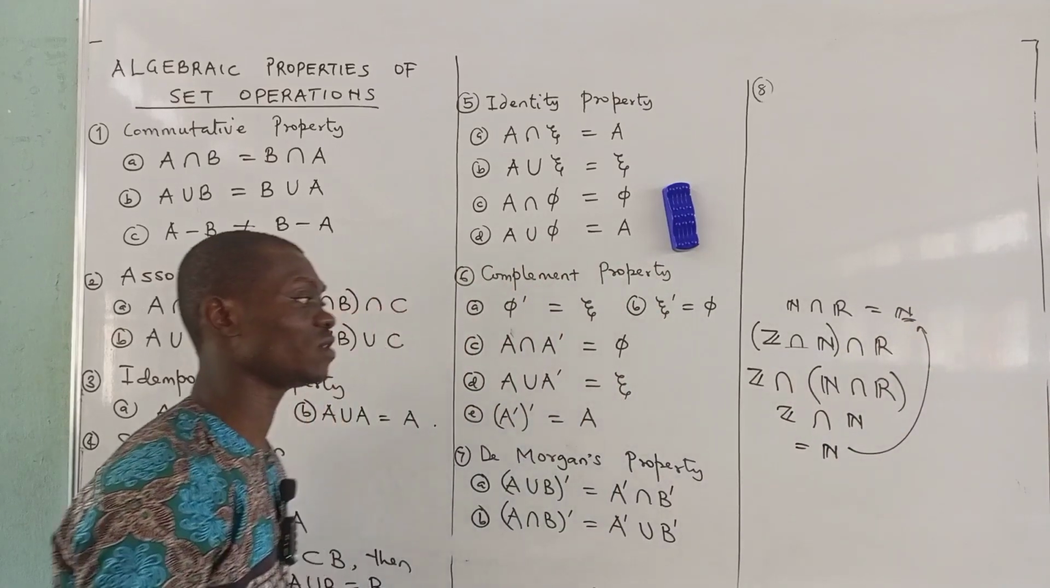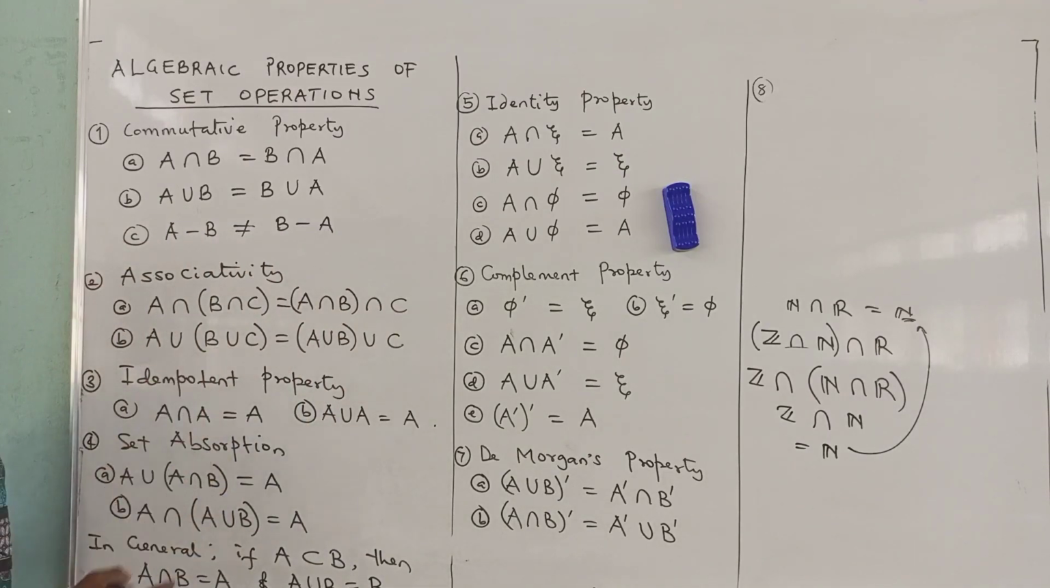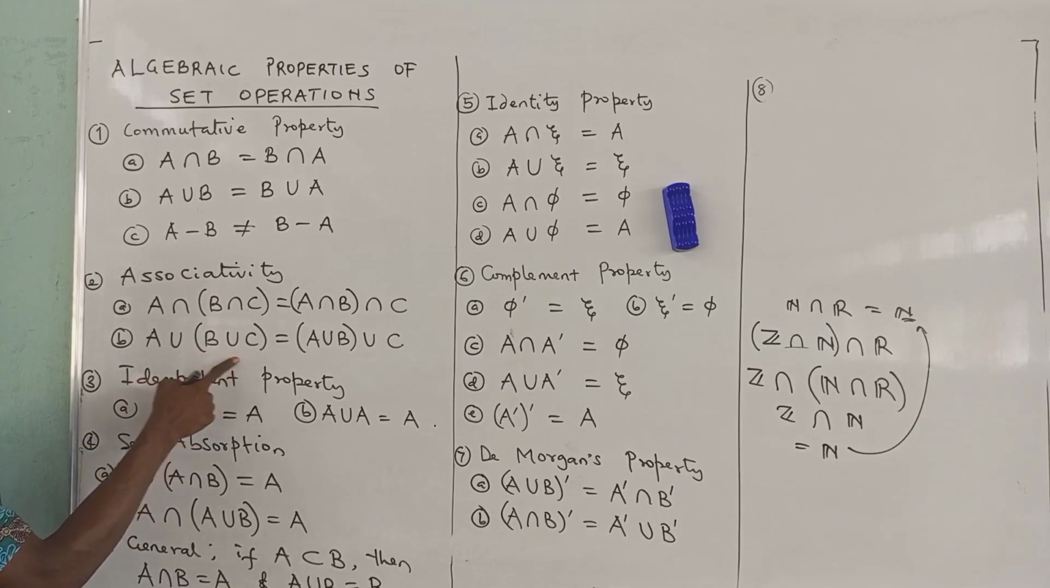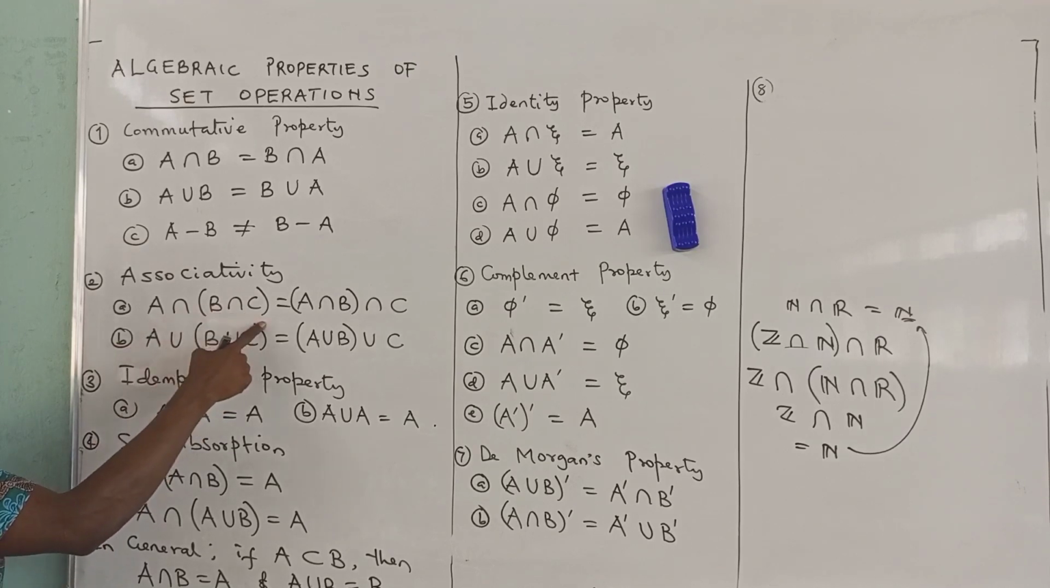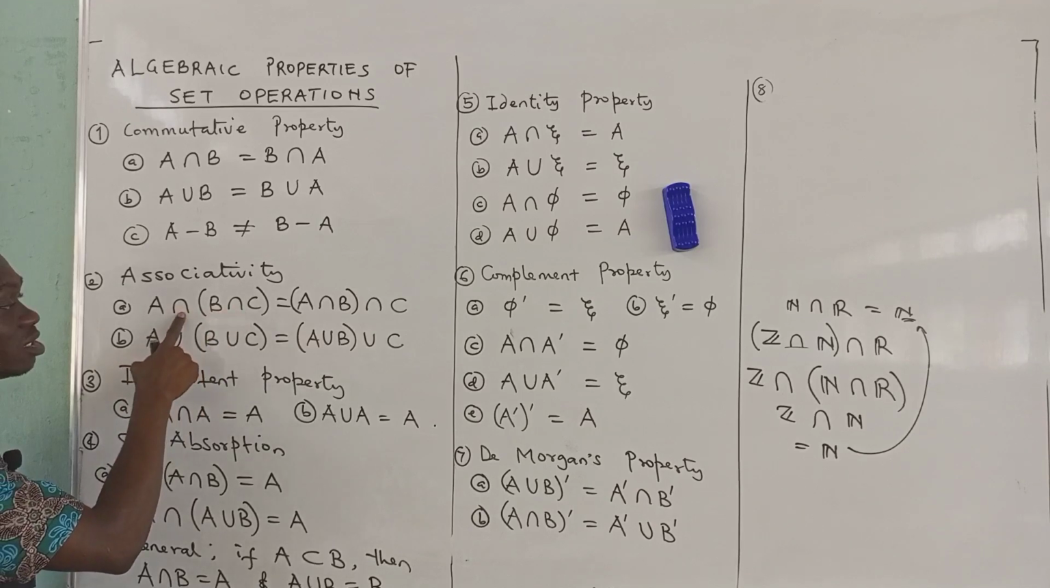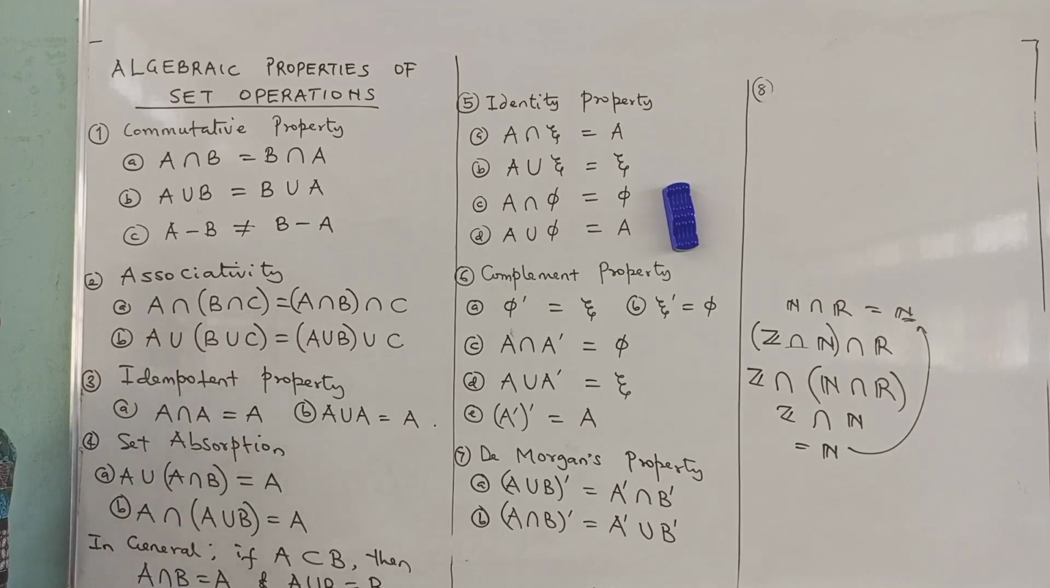So associativity is a property in set operations for intersection. And it also holds for union, that is if you have all three operations as union, union, or intersection, intersection. If one of them changes, maybe this is union and this is intersection and the other one is union, associativity does not hold in that case.